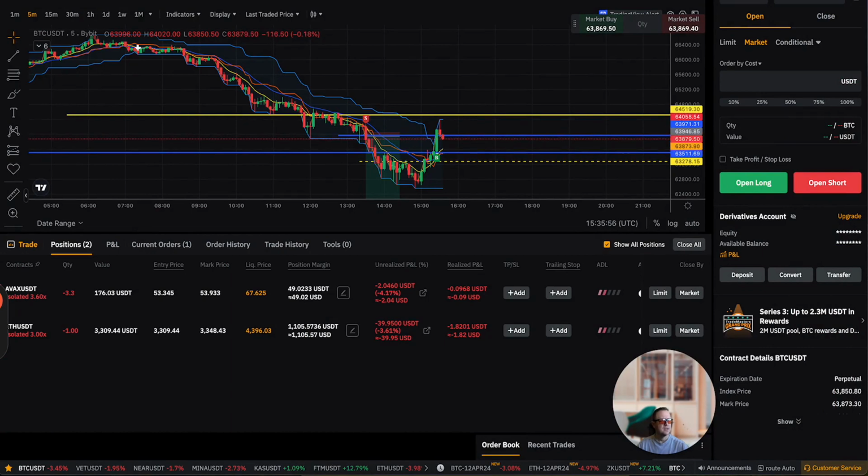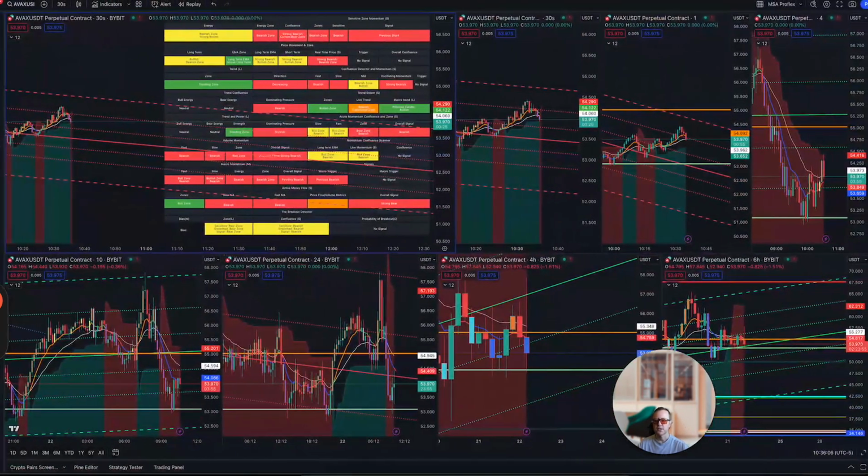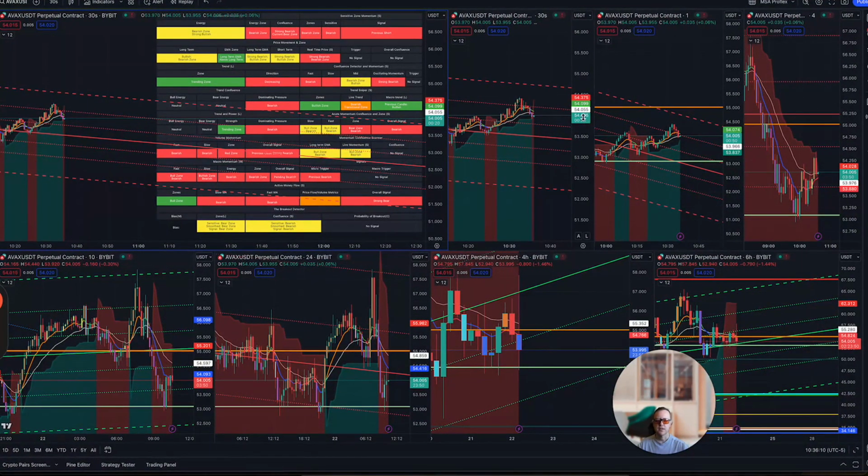And then we can go back to AVAX. We look at our trades, right? They're looking a little better. We were at negative 65, now we're at 42.2. So our trades are looking a little better. We're just using data, nothing else.